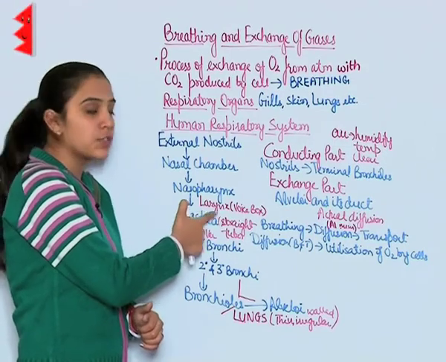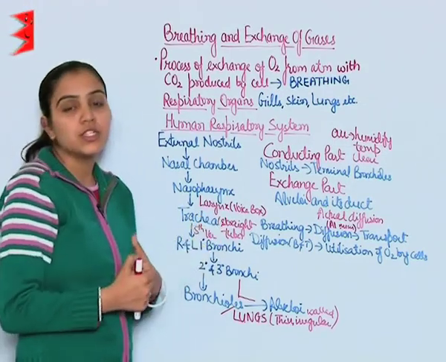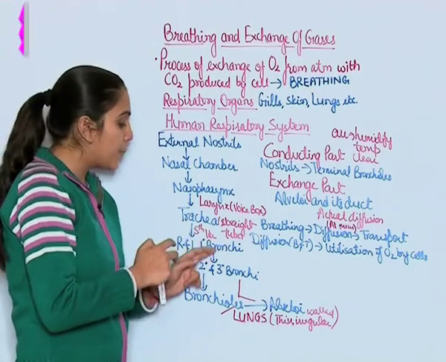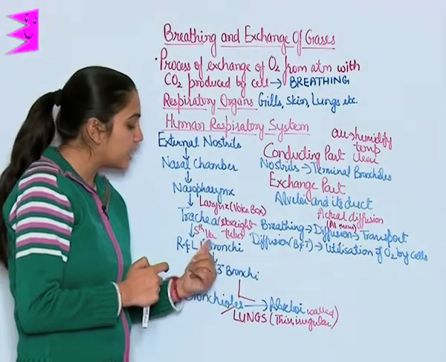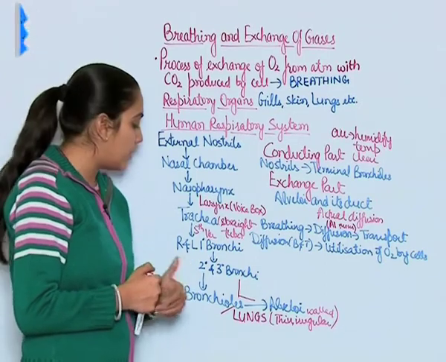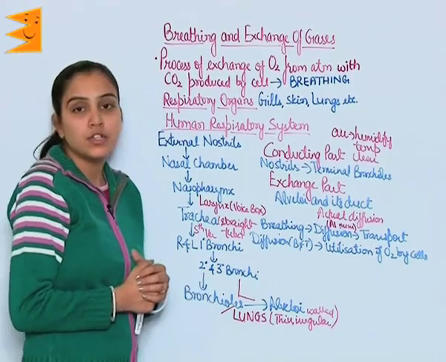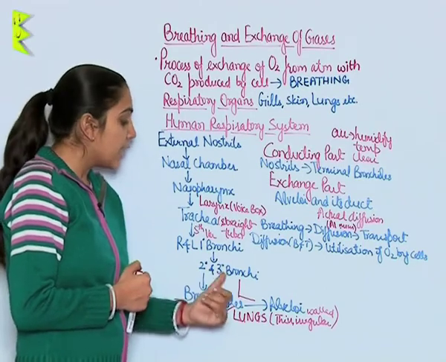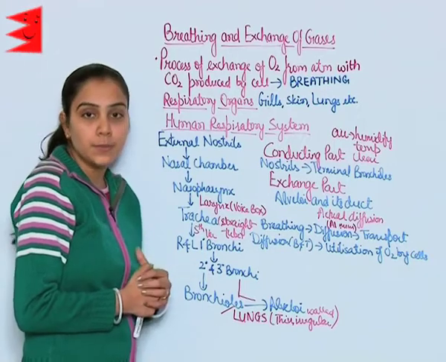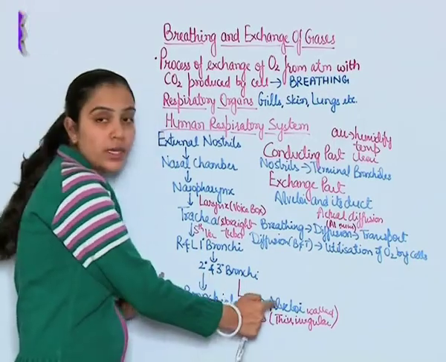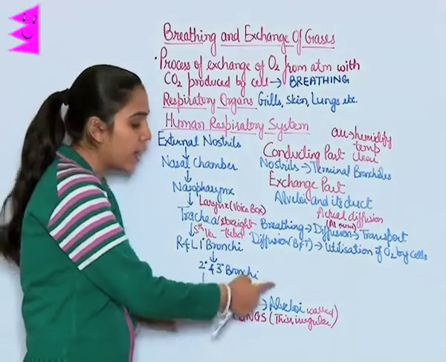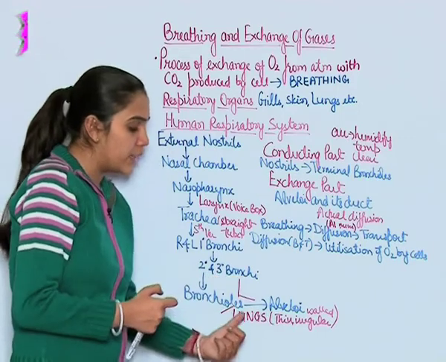The trachea is a straight tube which divides at the fifth vertebra into right and left primary bronchi, and these primary bronchi further divide into secondary and tertiary bronchi and terminal bronchi. This leads to the formation of bronchioles and terminal bronchioles, and these bronchioles end up in alveoli. Bronchi, bronchioles and alveoli together comprise the lungs.